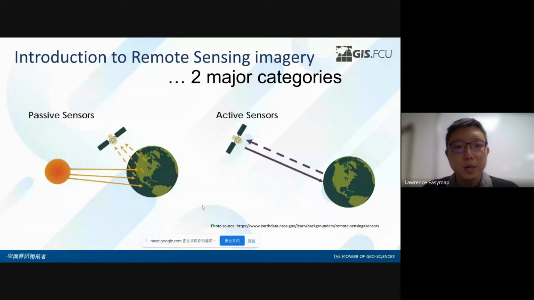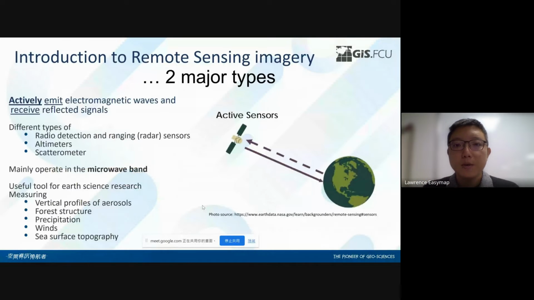And you can also apply it to the UAV, and it can mainly fall into two different categories. The first one is the passive sensor, and the second one is the active sensor. For the active sensor, it is very obvious from the name that it can emit some signal and also receive it back. The signal they emit is called the electromagnetic wave.